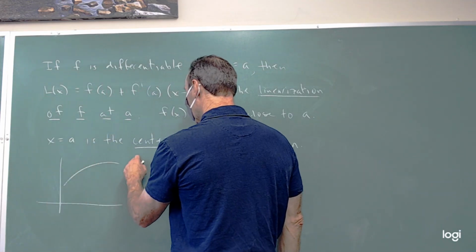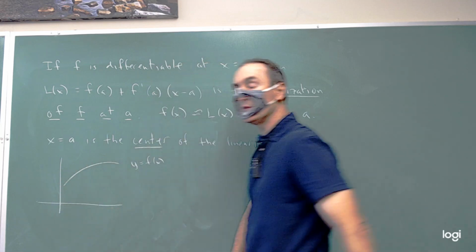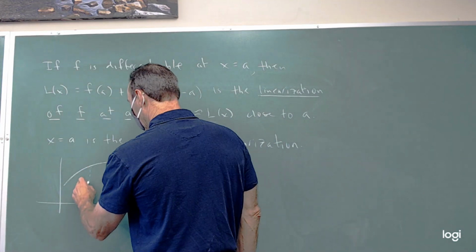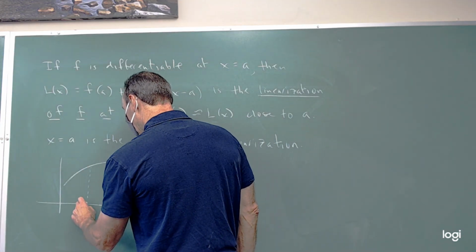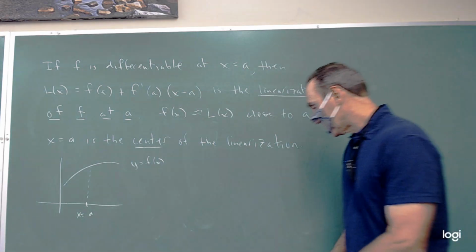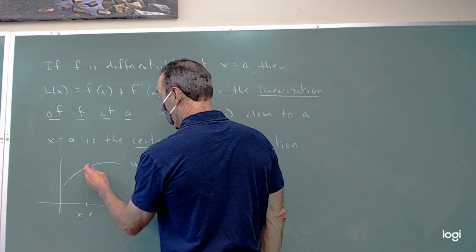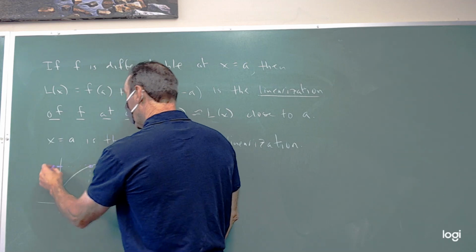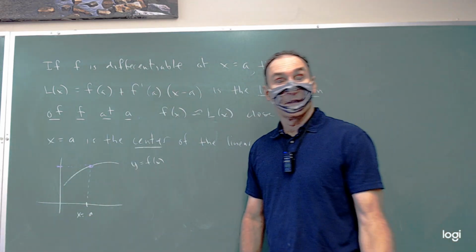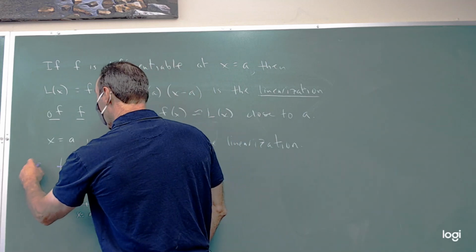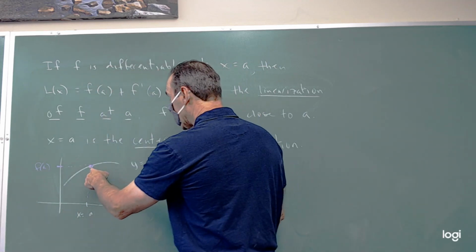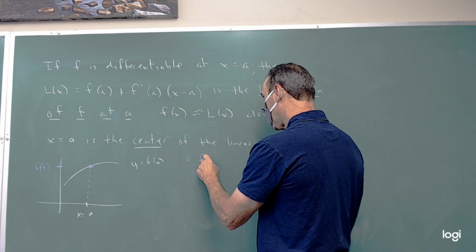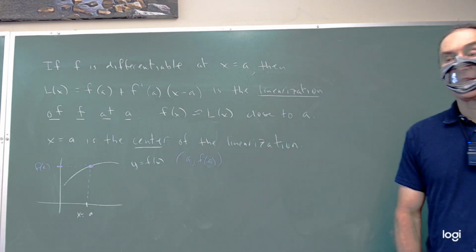So here's our function, f of x. It's differentiable, so there's no corner points, there's no cusps, there's no discontinuities. We pick a number a, so that's going to be our x equals a. And because it is on the curve y equals f of x, that means its y coordinate must be f of a, exactly. And so that point right there is a comma f of a. And that's the point on the curve.